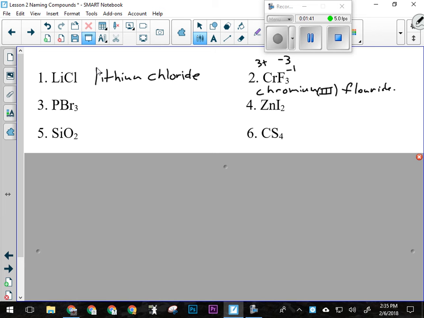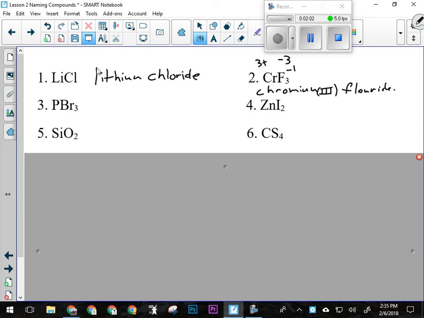Okay, questions on that one? Remember that we only need Roman numerals on ionic compounds where the metal has more than one charge. So we always have to look. Even if you remember what the name of something is, still look at the periodic table to double check and make sure it isn't one that would need Roman numerals.